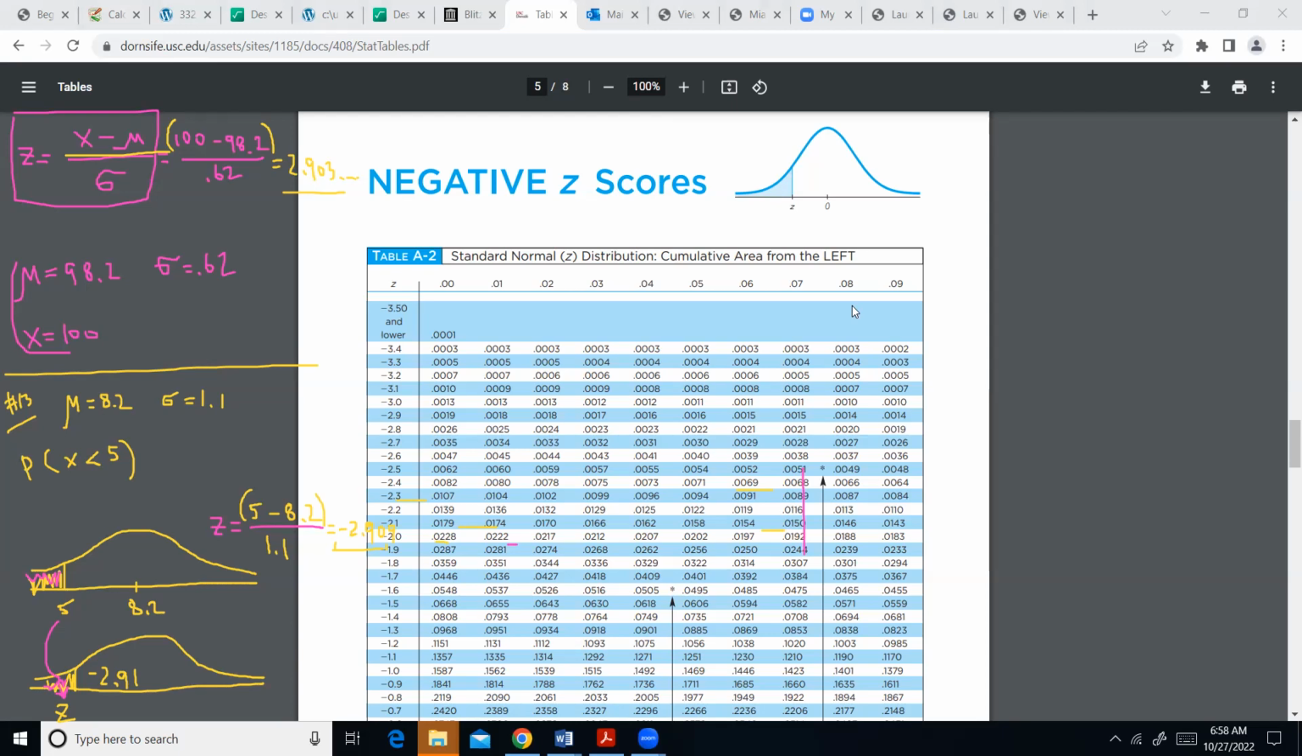So the way we use tables is always the same. We need to separate the place of hundredths, which is 0.01, from this decimal, and then the remaining negative 2.9 will give us the row, and 0.01 will give us a column. So our area will be 0.0018, which is way less than 1%.